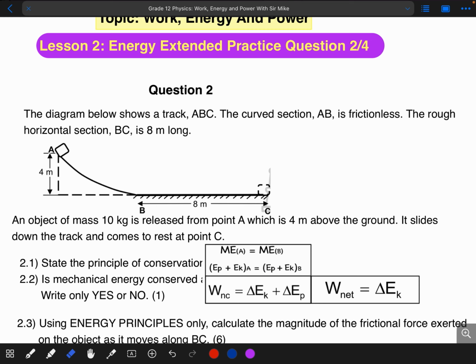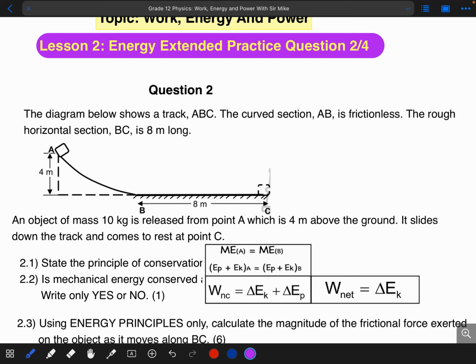They said that for question 2, the diagram below shows a track ABC, the curved section. They said that the curved section AB is frictionless. So they are telling us that we do not have friction between point A and B.